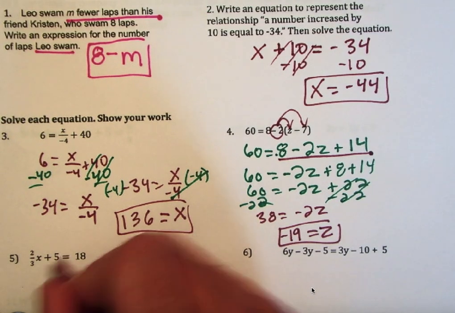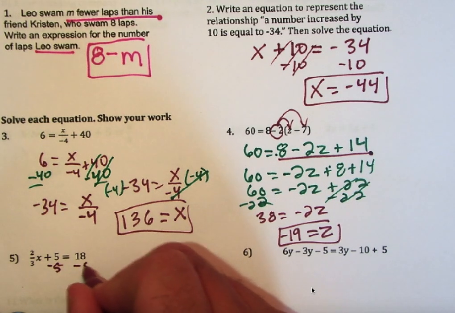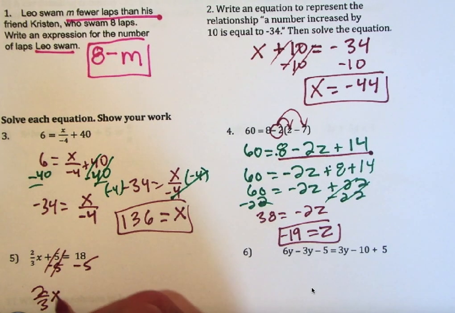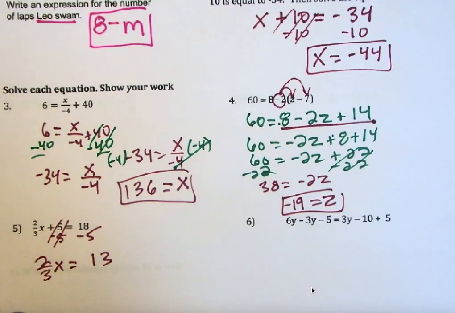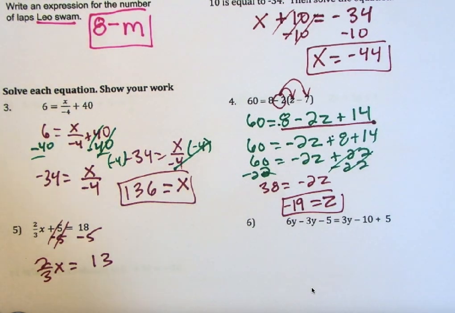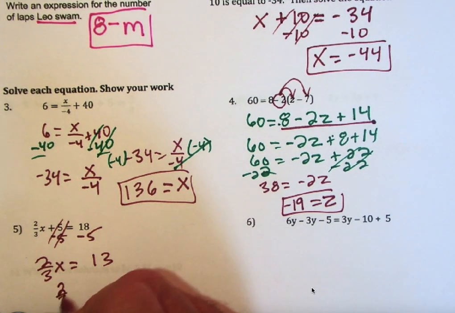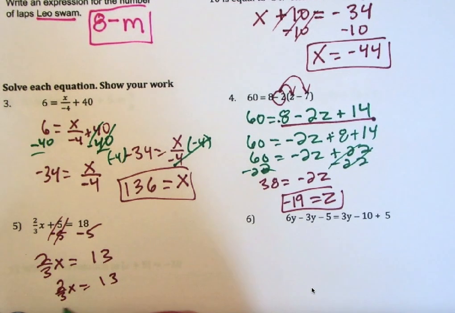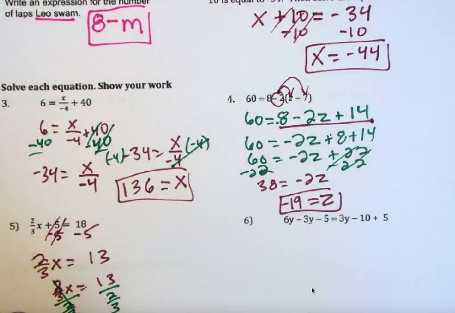Approaching number 5, I got to get x by itself. So again, undo any addition or subtraction if we can, which we'll do there. We get 2/3 x equals 13. And then we know what to do. We're going to divide by the coefficient of x. So divide by 2/3. And that will cancel that, which is great.